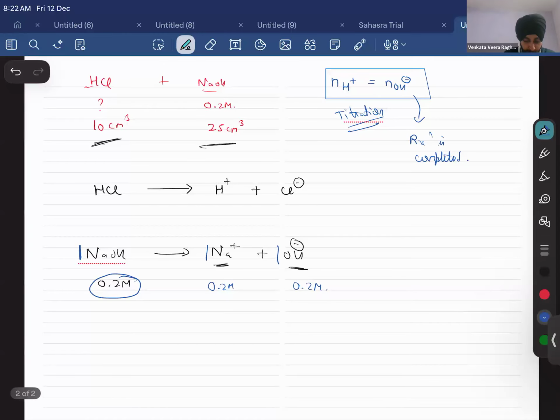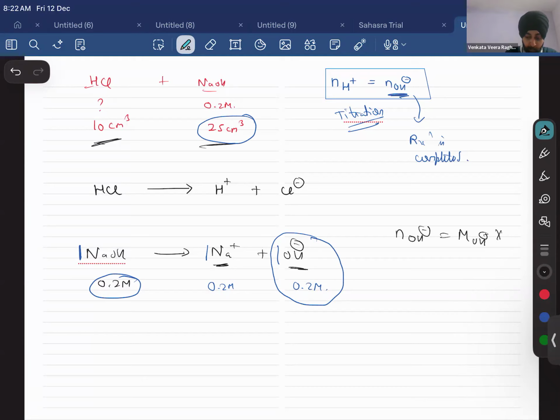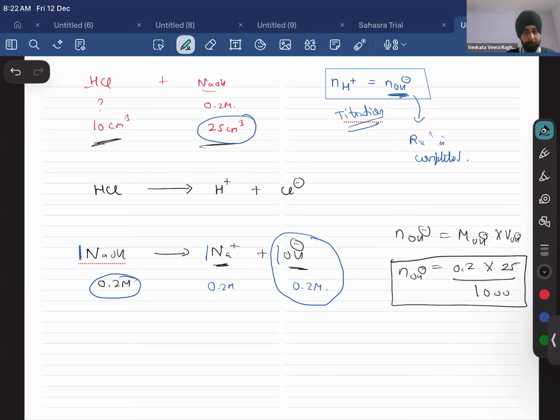So now we know the OH minus concentration, and I know the volume of the NaOH as well, which is 25 centimeter cube. So can I get the moles of OH minus? Yes, we can get it very easily. N of OH minus is molarity of OH minus ions times volume of OH minus ions. Molarity is 0.2, volume is 25 centimeter cube, and I have to convert it into decimeter cube, so I divide by 1000. This is my number of moles of OH minus. Do you agree with me? This is fine, right? Now, what will be the number of moles of H plus?